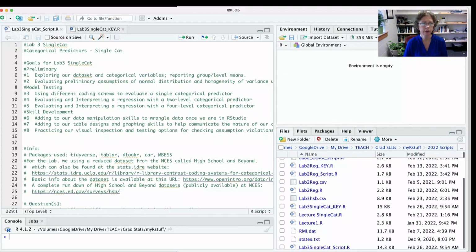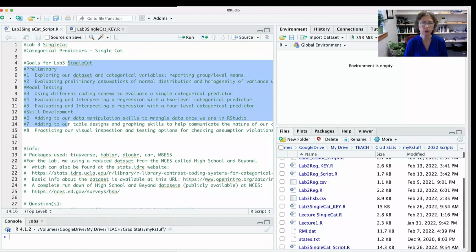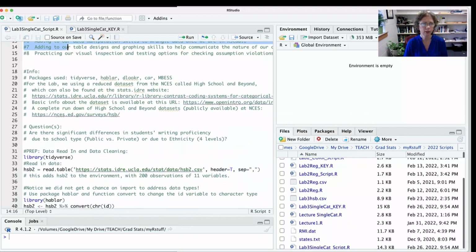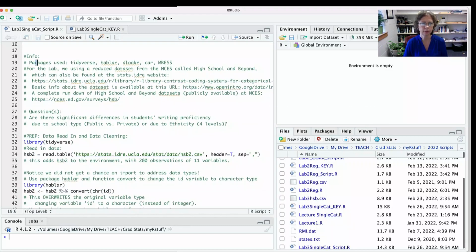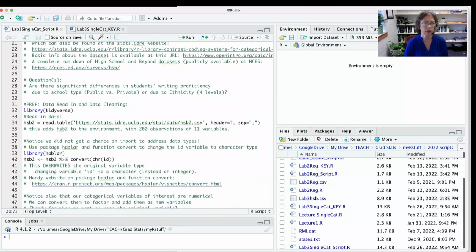single cat script, and again it tells us about the goals of the lab. And here we have some information about the packages we're using during the lab and some background information about the data set itself. Again, our questions are: are there significant differences in students' writing proficiency due to school type or due to ethnicity groups? And those are 2 separate regressions we're running. We're just doing single cat at this time.